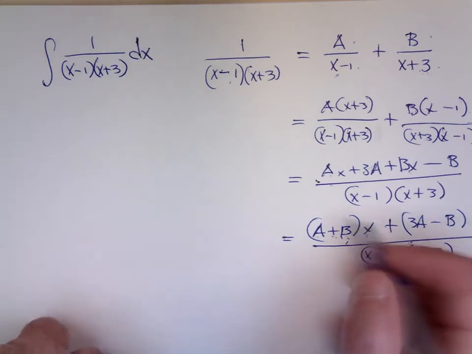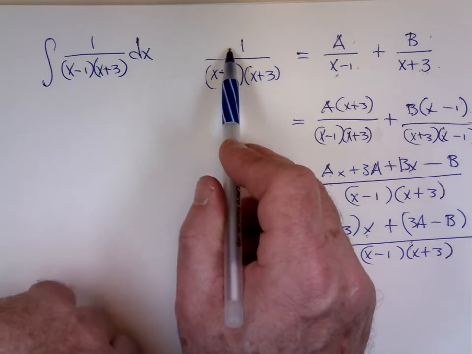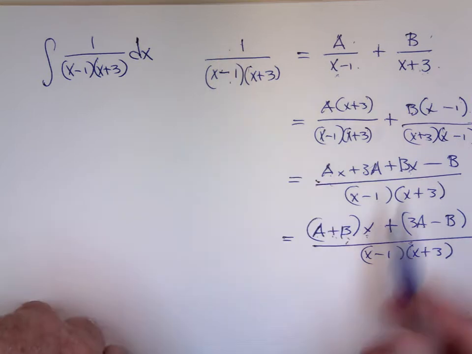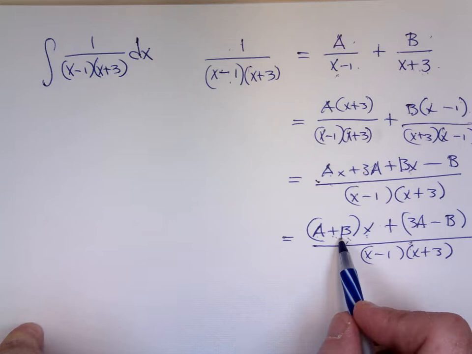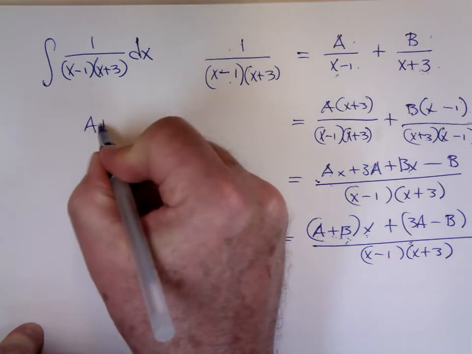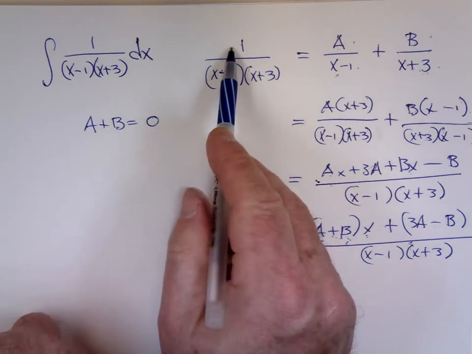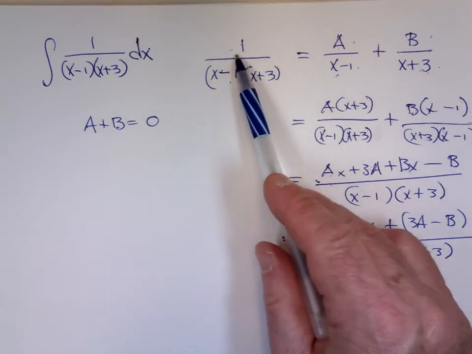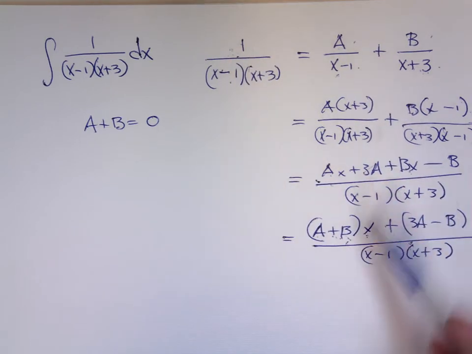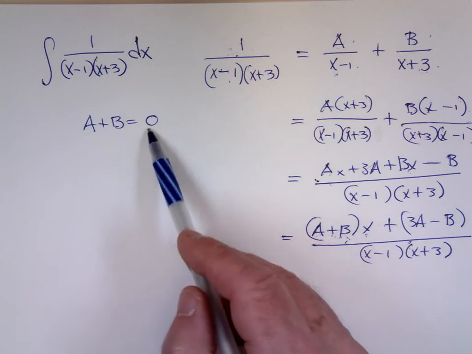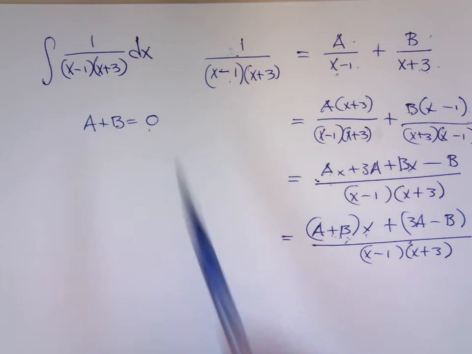Well, what we're going to do is set the number of x's in this numerator, and I've got 0 x's in this numerator, equal to the number of x's in this numerator. I have a plus b x's in this numerator. Therefore, a plus b has to equal 0, since I don't have any x's here. If this numerator had been 7x plus 1, say, a plus b would equal 7, the number of x's that were here.